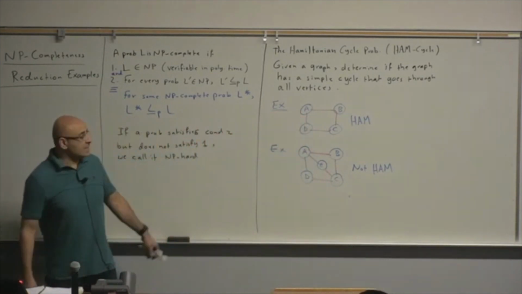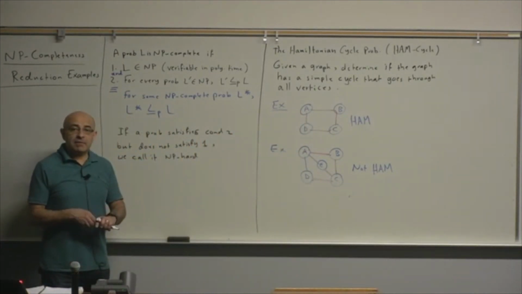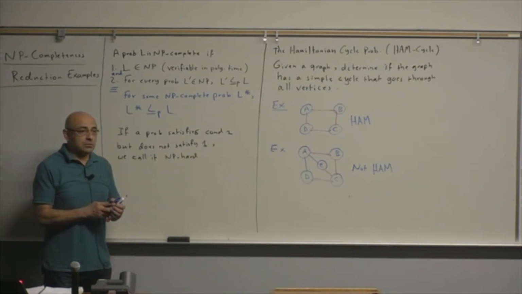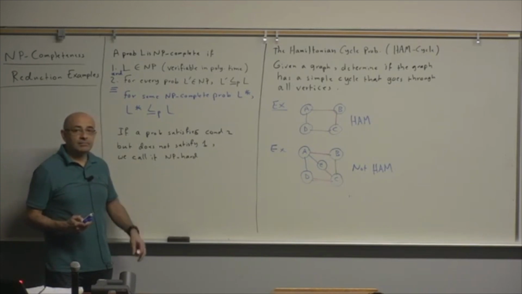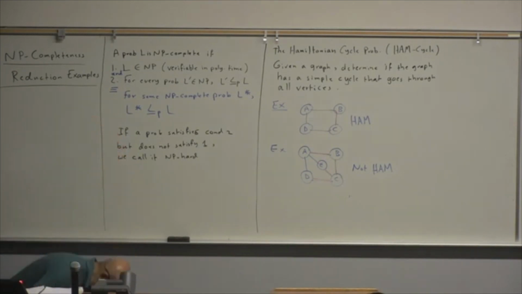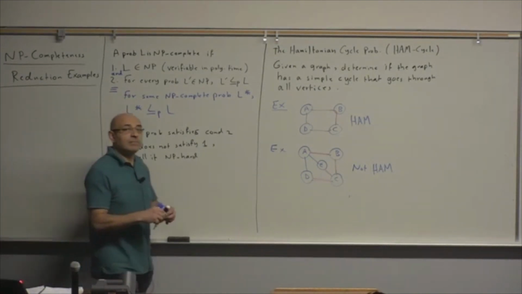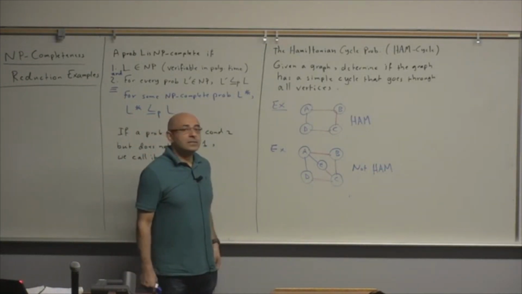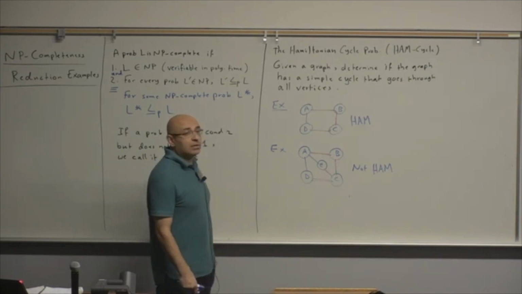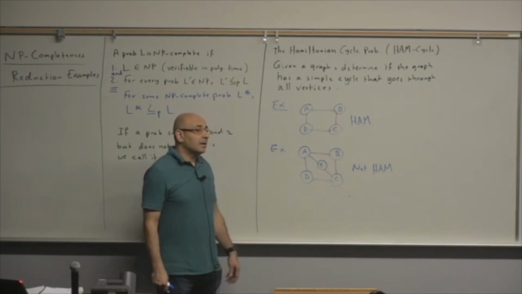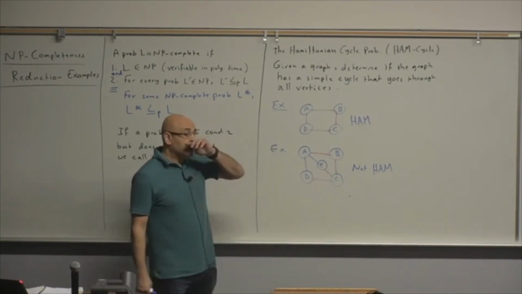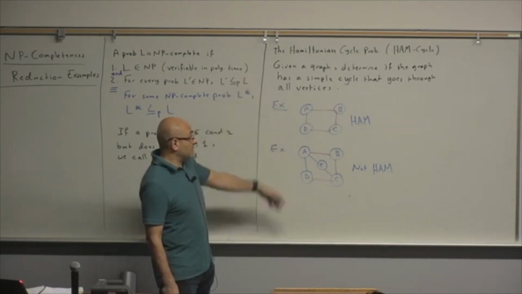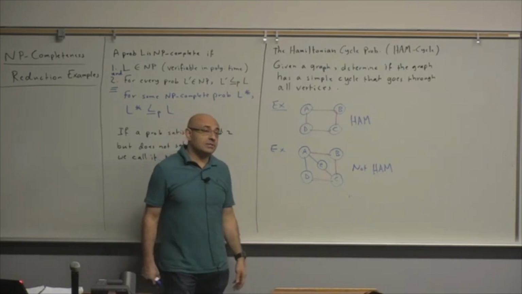So this is an NP-complete problem. It doesn't have a polynomial time solution. So in this case, what's the brute force solution? What's the brute force solution to this problem? Yeah, so the brute force solution is to try all possible paths, or all possible permutations.